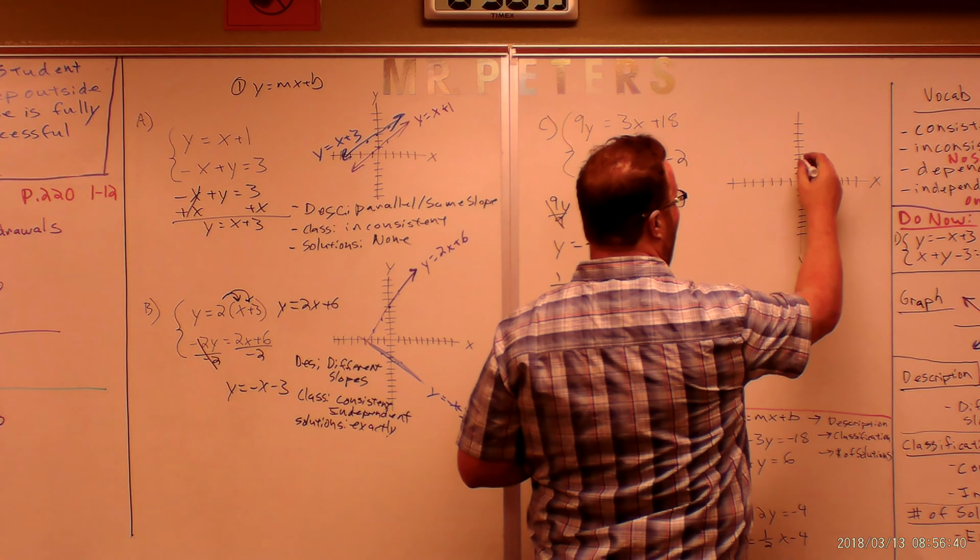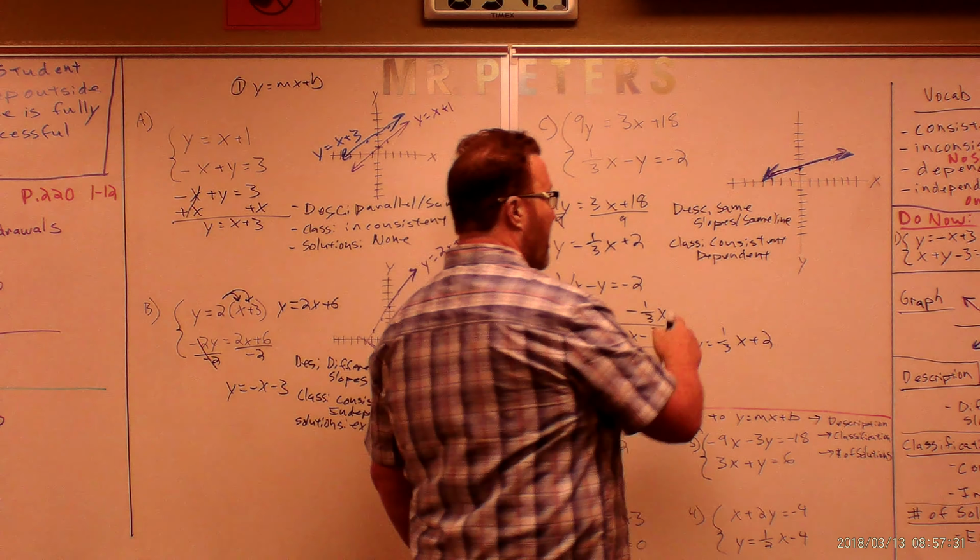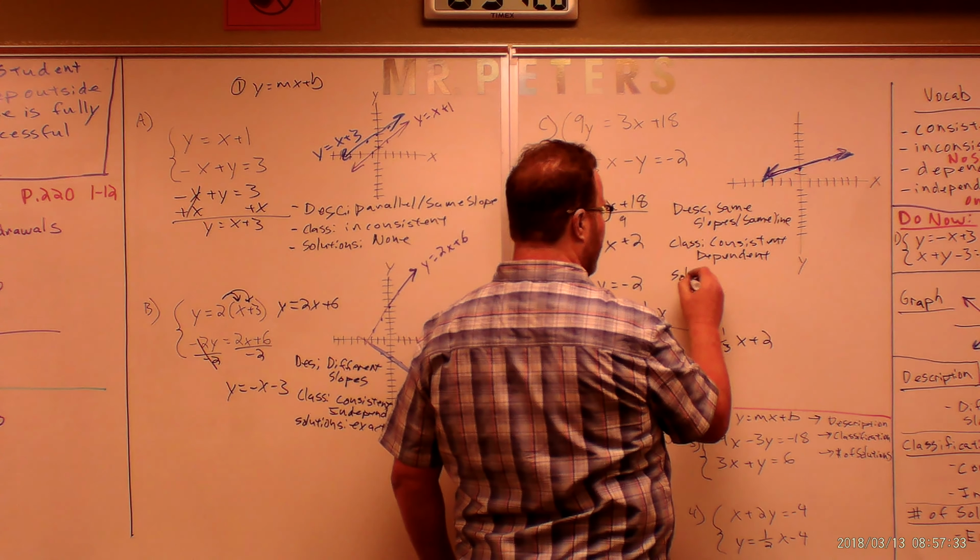So Daisy, help me out. When our lines are identical, what's my description? Same slopes and same line. Yep, same slopes, same line. Very good. What about classification? Consistent and what? Very good. Why is it dependent? The same line? Yeah, sure. They're right on top of each other. If they're right on top of each other, they're dependent on one another. If we didn't have that one line, we wouldn't have this, would we? Very good. Okay, and what about our solutions?